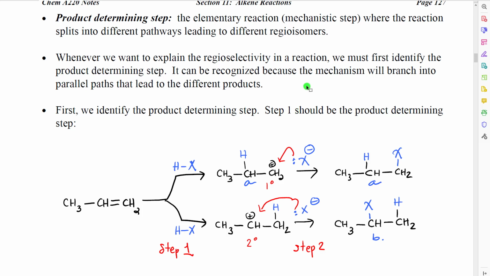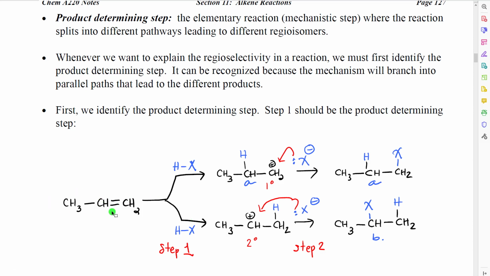What we're going to do is define a new step called the product determining step. When we have regiochemistry, what we will see is that the mechanism splits into 2 parallel pathways. The step in which it splits is called the product determining step.